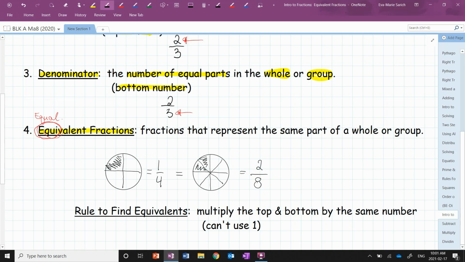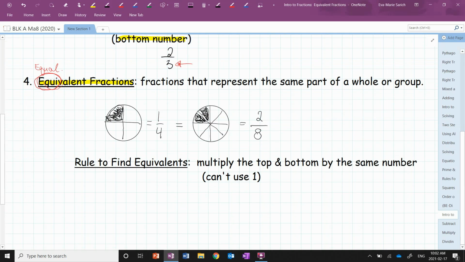Now those are all equal to each other, right? To create equivalence, you have to have the same amount of pizza, but the size of the pieces are different, okay? 1 piece here is equal to 2 pieces here, okay?